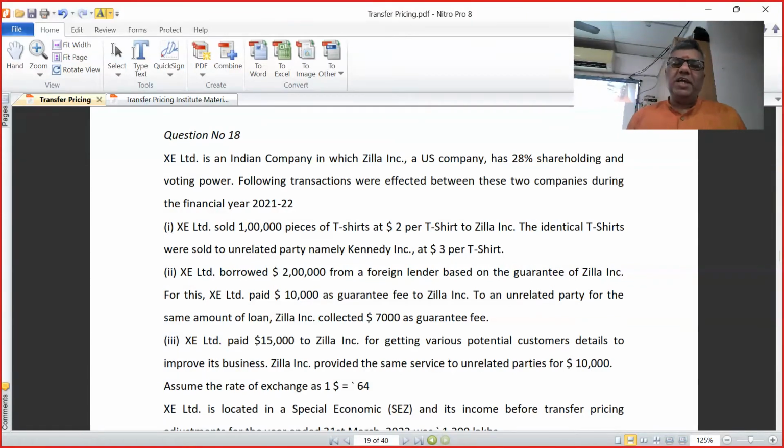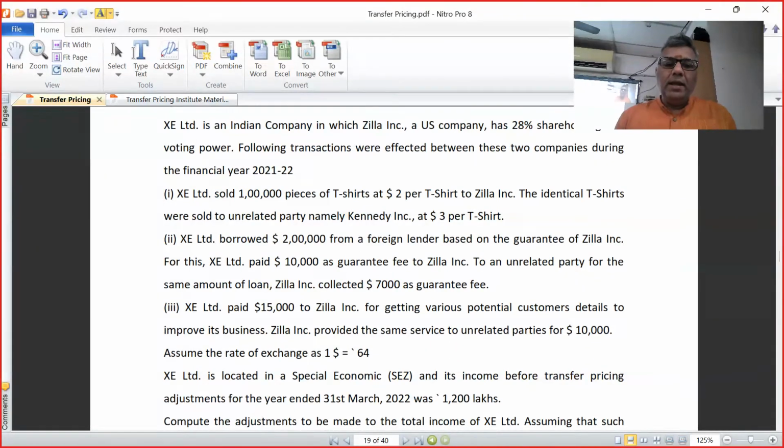XE Limited is an Indian company in which Zilla Incorporation, a US company, has 28% shareholding and voting power. Following transactions were effected between these two companies during the financial year. XE Limited sold 1 lakh pieces of t-shirts at $2 to Zilla Incorporation. The identical t-shirts are sold for $3 to another company. XE Limited borrowed 2 lakhs from a foreign lender based on the guarantee given by Zilla Limited, and for this it paid 10,000 as guarantee charges. To an unrelated party, they would have only paid 7,000.